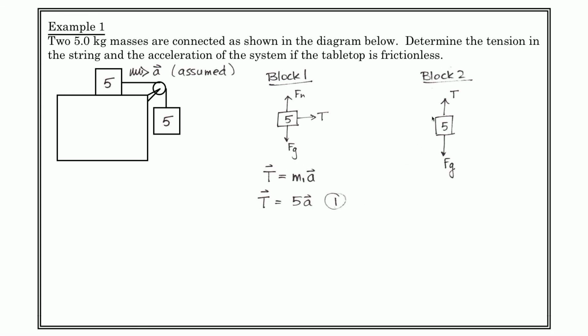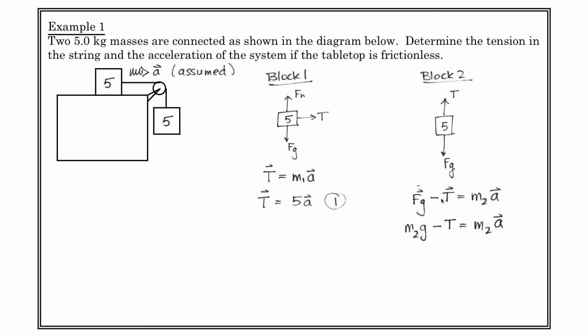Here's block 2. In this case, of course, we've said that the block is going to accelerate in the downwards direction, so we're going to make down positive. So we have two different coordinate systems, a coordinate system for this block and a coordinate system for this block. So here, the force of gravity minus the tension is the sum of the forces. This is F net that's acting on this block, and this is equal to m2 times a.